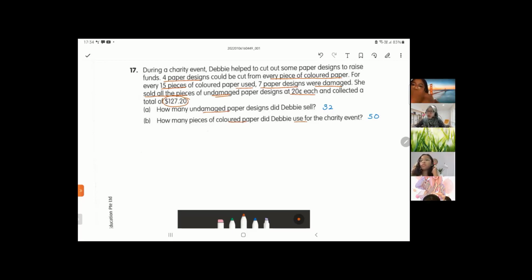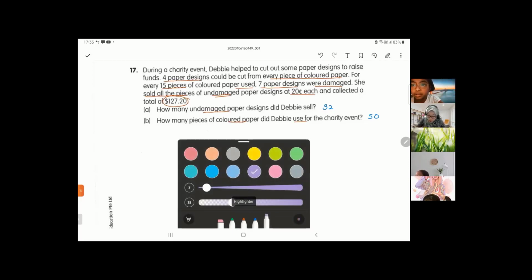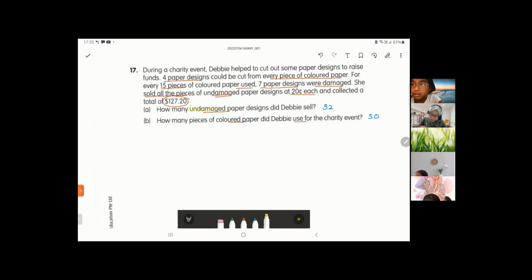So we start off from what we are given there, the undamaged paper designs. Let's look at the undamaged, because you can only sell the undamaged, right? You cannot sell the damaged ones, correct? So we focus on the undamaged ones first. So undamaged, we look for all the undamaged, right? So at this much, and then I get this much. From this sentence, I can find the number of undamaged paper designs. Okay, so part A is quite straightforward.